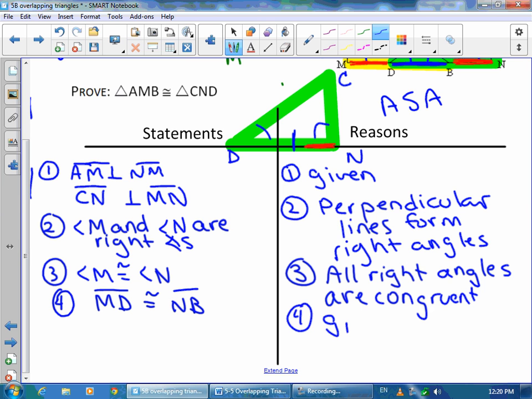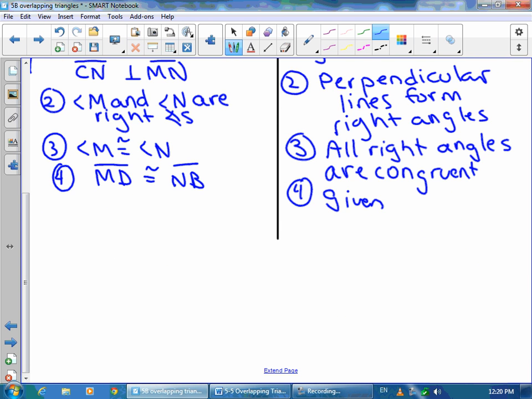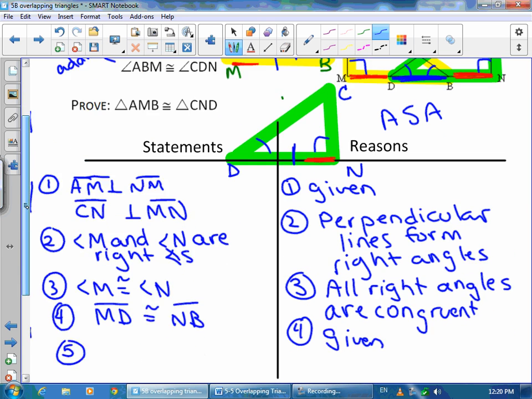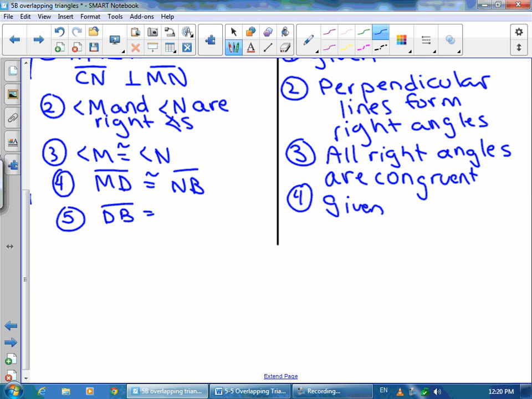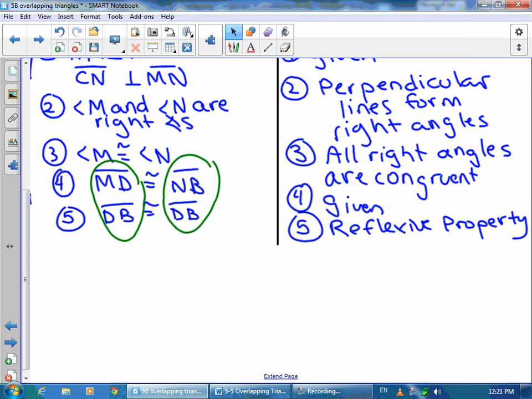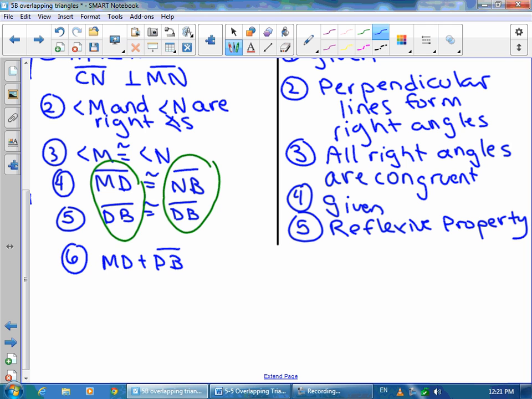Now we're going to be using the addition postulate. So if you remember what we taught you in class, when we do the addition postulate, we state the given, and then we look for the reflexive piece. We said that was DB. That's this piece. DB is congruent to DB. That's the reflexive property. And now we want to add them. We add these together. So MD plus DB is congruent to NB plus DB. And that's the addition postulate.